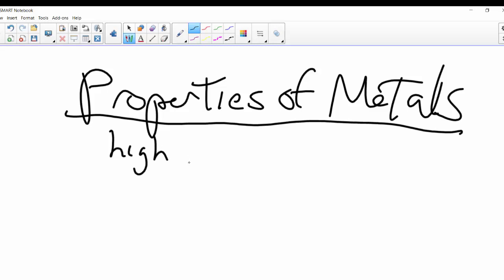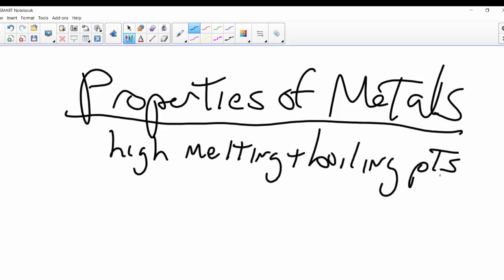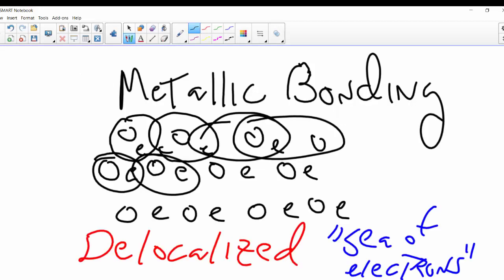That means they have relatively high melting and boiling points. Yes, there's variations within the metals, but as compared to covalent things and ionic things, metals have very high melting and boiling points. Why is that? Well, if you look at this microscopic view, it's because this sea of electrons actually makes a very strong bond. So because the bond is strong, it's hard to break, needs a lot of energy. That means a high melting and boiling point.